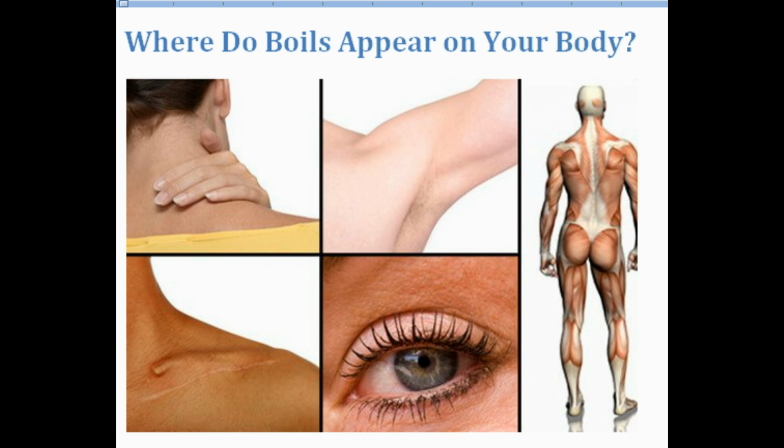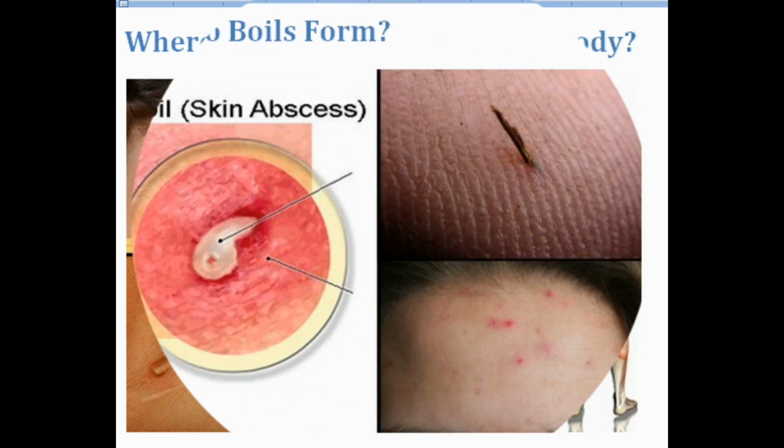Where do boils appear on your body? The most common places for boils to appear are on your neck, armpits, shoulders, buttocks. When one of these occurs on the eyelid, it is called a sty.